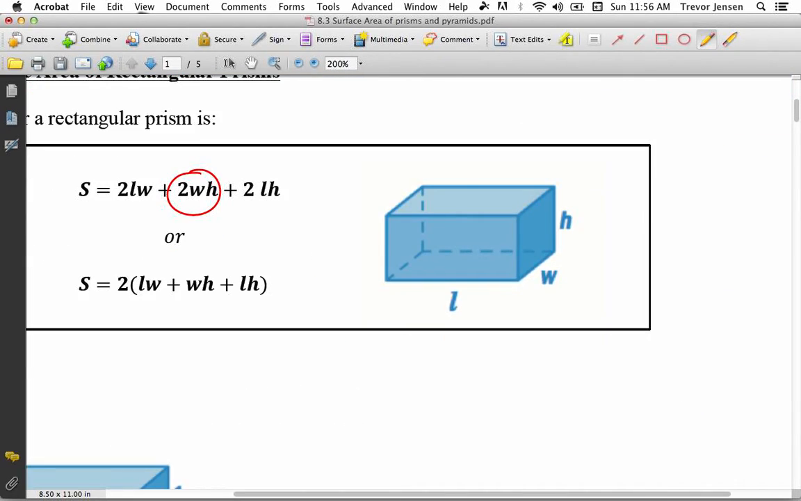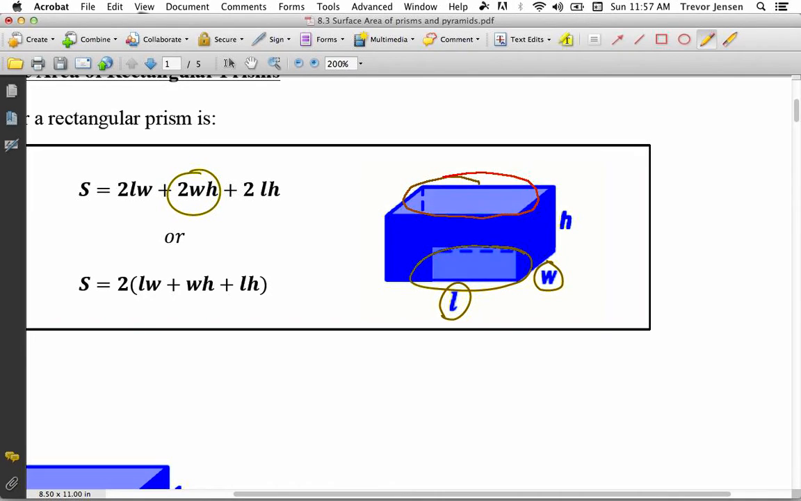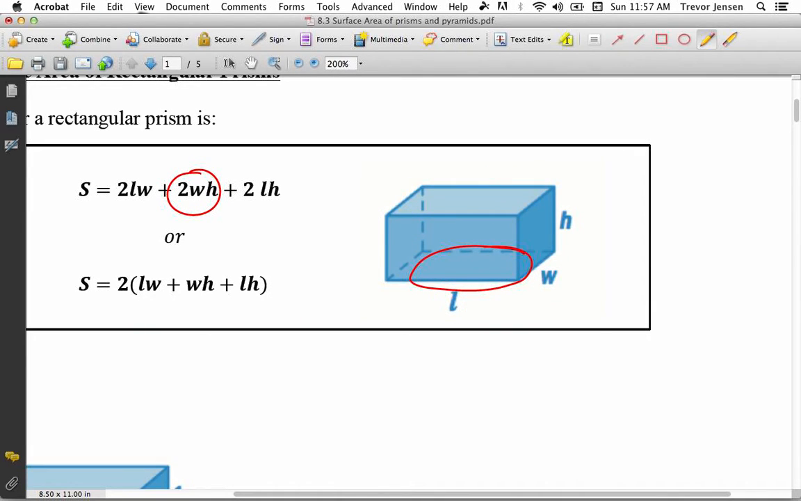Now let's look at the bottom of this object. I've got the bottom surface down here. To find the area of that, it's another rectangle, so I would do length times width, and the length and width are labeled with an L and a W. But I also notice the bottom of this prism is exactly the same in area as the top of this prism. So there's two of those, so just do 2 times L times W. That's where I get this part of the formula.